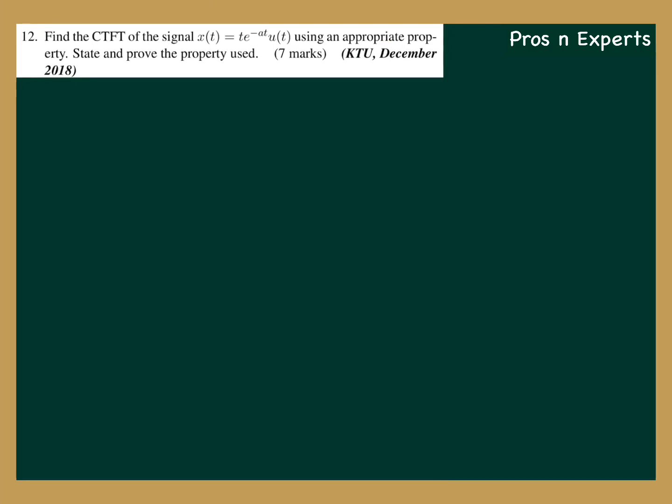the next question is, find the CTFT, continuous time Fourier transform, of the signal x of t equal to t e raised to minus at u of t using an appropriate property. State and prove the property used. So this is nothing but the differentiation in frequency property. We can make use of the differentiation in frequency property. It's a simple question. Okay, we can start from scratch.